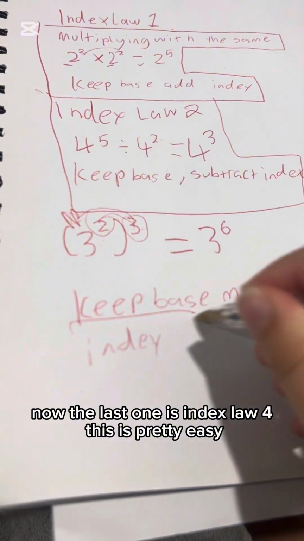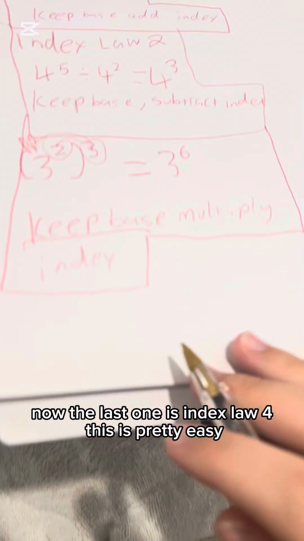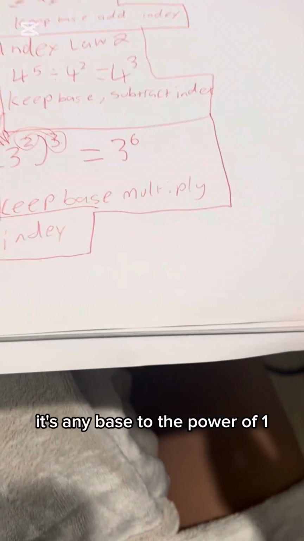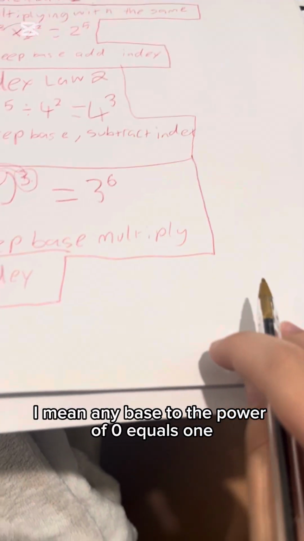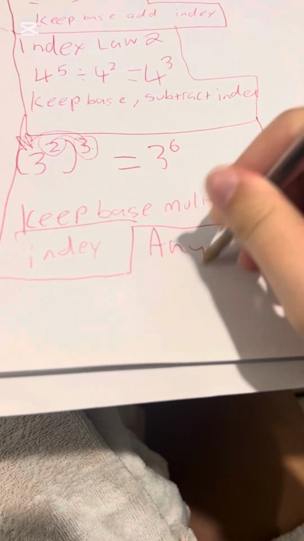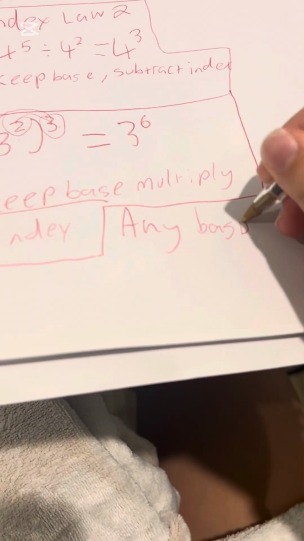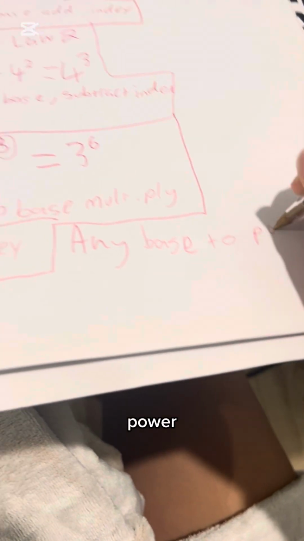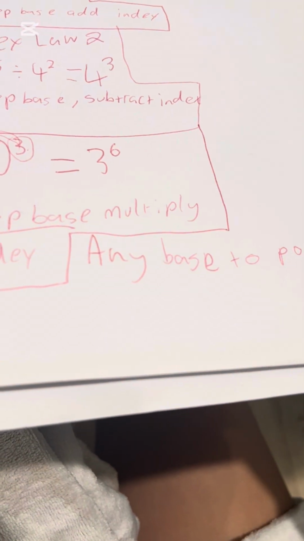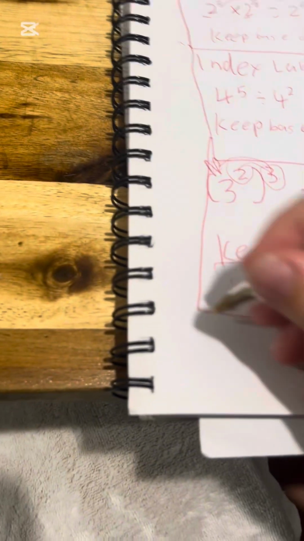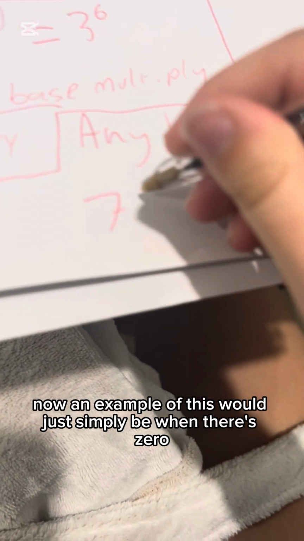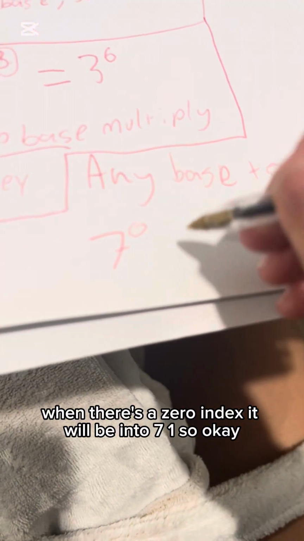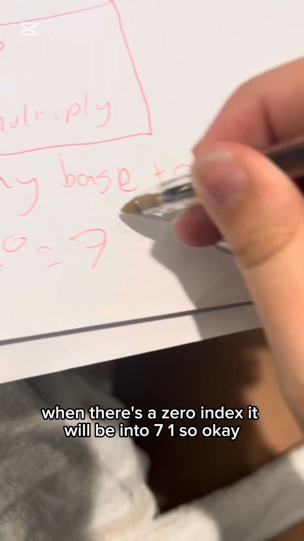Now, the last one is index law 4. This is pretty easy. Any base to the power of 0 equals 1. An example of this would just simply be when there's a 0 index, for example 7^0, it will be 1.